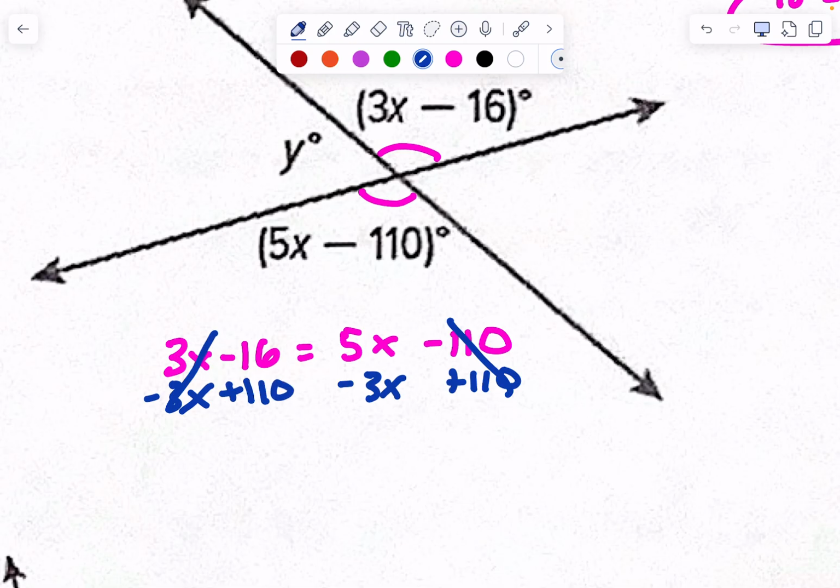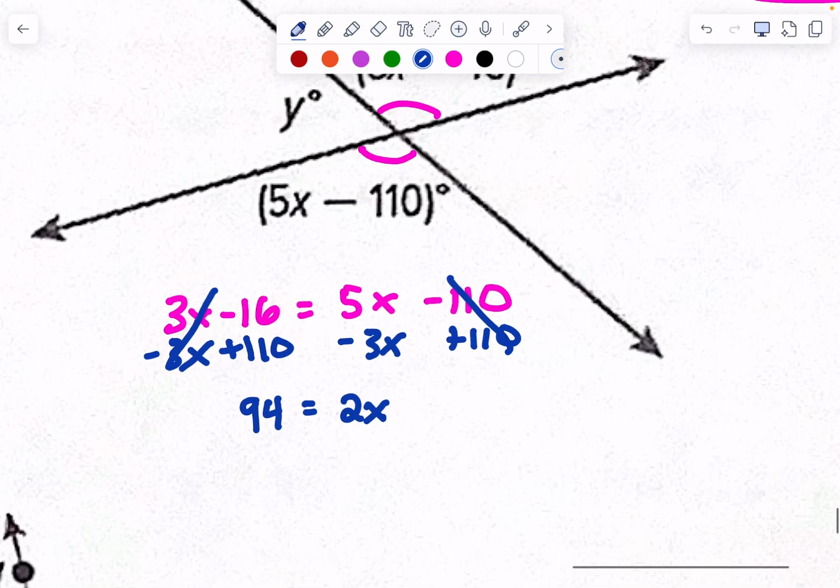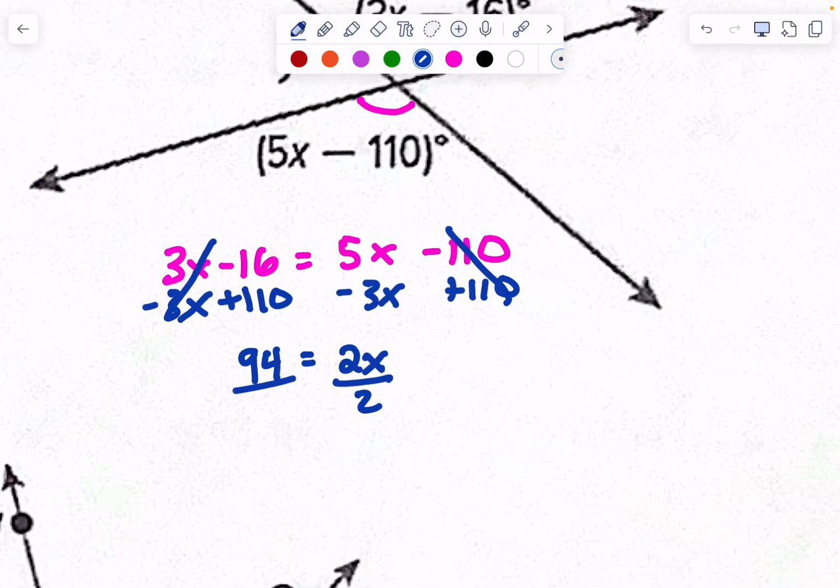What is 110 minus 16? Like 94, I think. Equals 2x. What's 94 divided by 2? How many times is 2 going into 9? 4 with 1 left over. So 2 goes into the rest, 47. 47 is what x is.